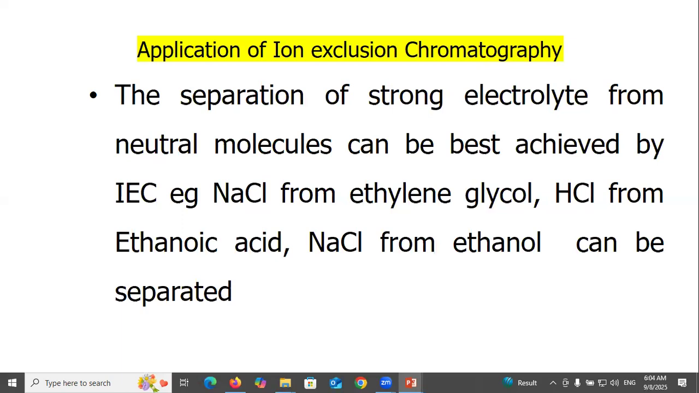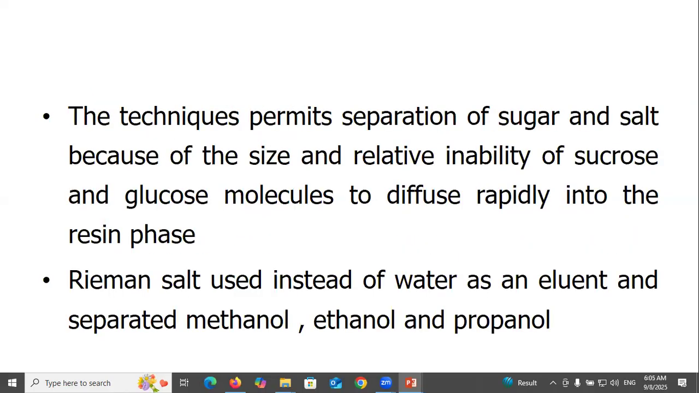Application of ion exclusion chromatography. The separation of strong electrolytes from neutral molecules can be best achieved by ion exclusion chromatography. For example, sodium chloride from ethylene glycol, hydrochloric acid from ethanoic acid, sodium chloride from ethanol can be separated.